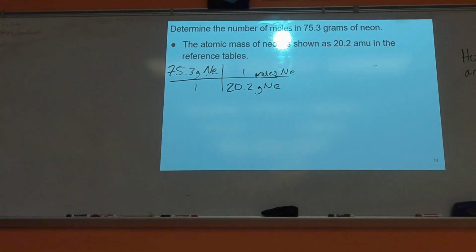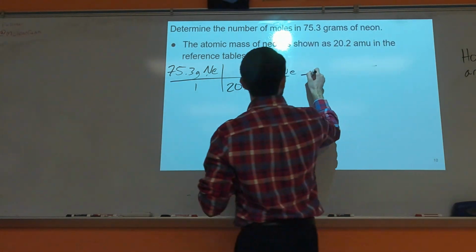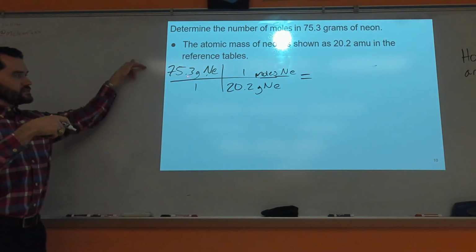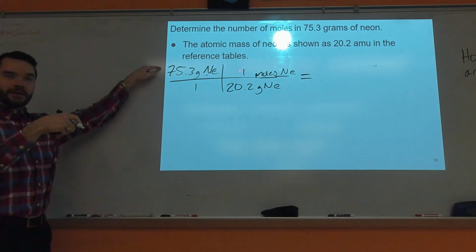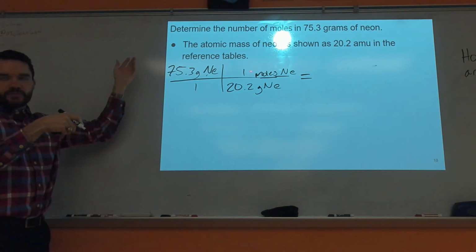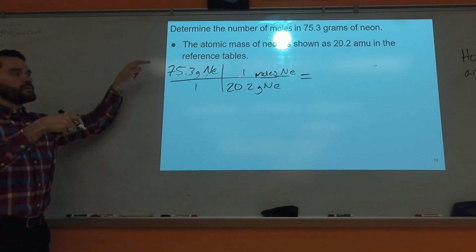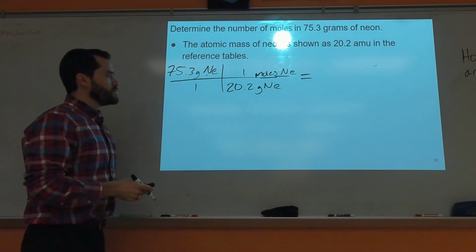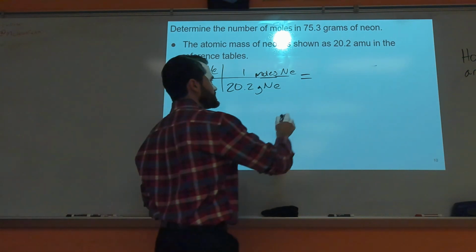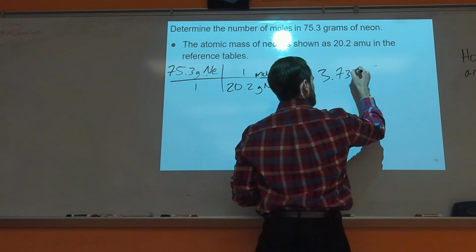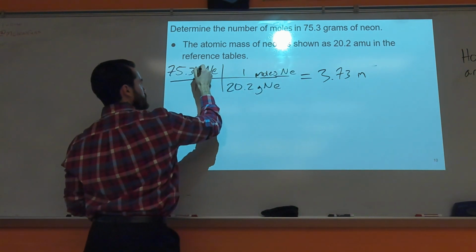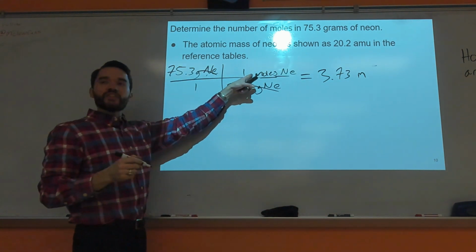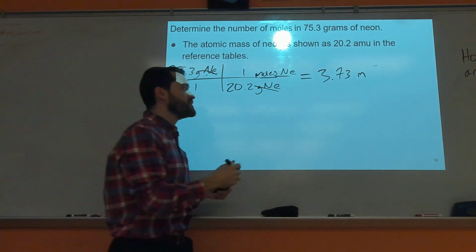Okay, now then how you do the math. Again, numbers on top you multiply. So this you do 75.3 times 1, which you can just skip, right? It's going to give you the same number. Numbers on the bottom you divide. So then divide by 20.2. And if you do that, you get 3.73. And 3.73 what? Well, it's the unit that didn't cancel out. It's moles of neon.